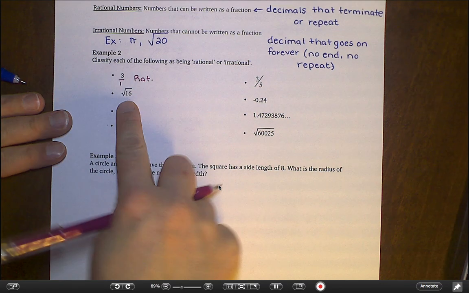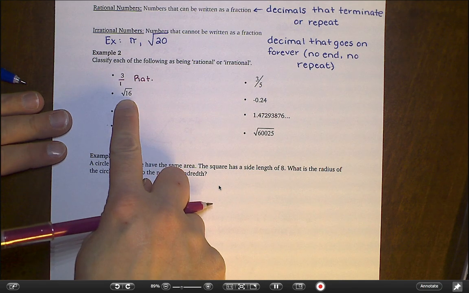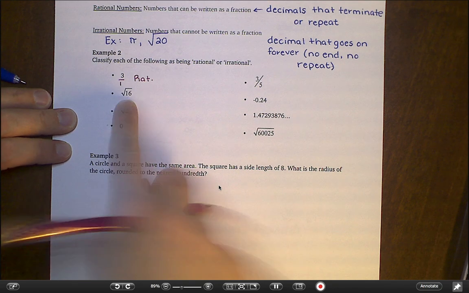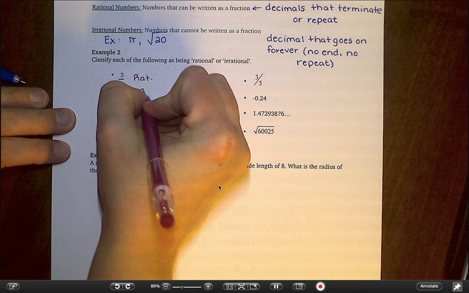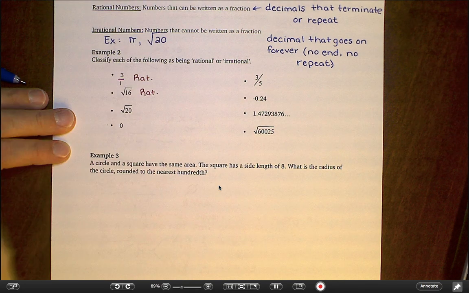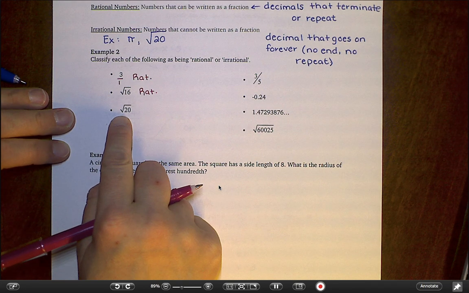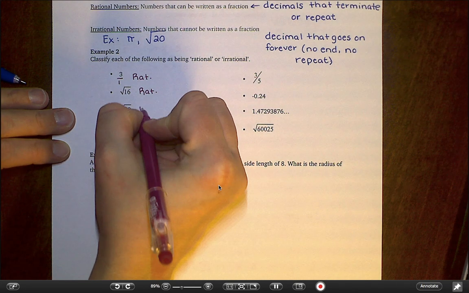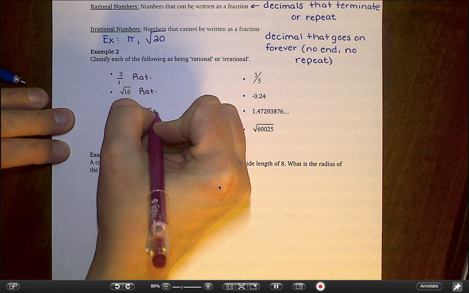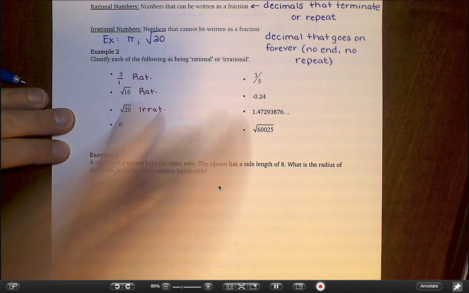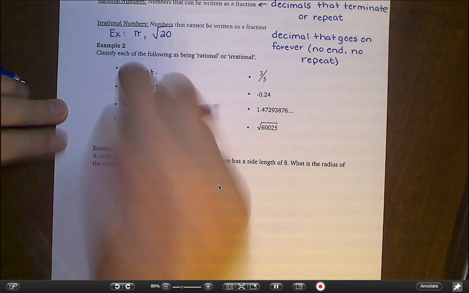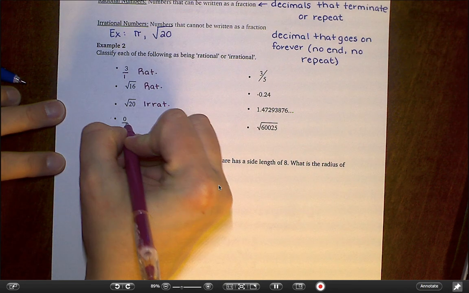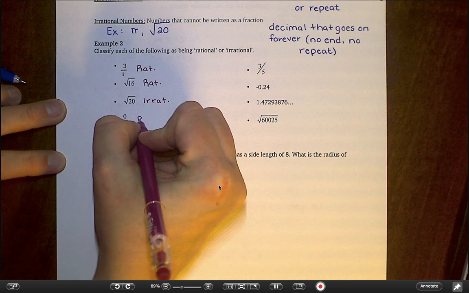Square root of 16, that comes out clean, right? Because 16 is a perfect square. So if I were to type square root of 16 on my calculator, it would just tell me it's 4. That is also rational. But for the reasons we just talked about, square root of 20 is not a perfect square. That is going to be irrational. 0 is rational just like the 3 was, because you could put it as 0 over 1 and call it a fraction, so that's rational.